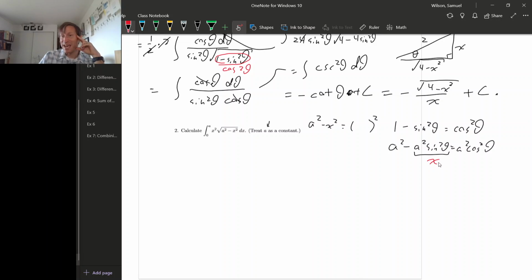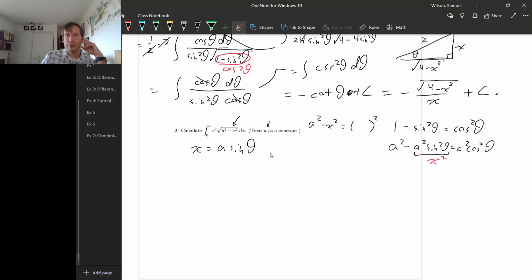So x should be x squared in this position. So x should be the square root of a squared sine squared. It should be a times sine. So we're going to let x be a times sine theta, right? So the general rule here is if you see a difference of squares like this, with constant squared minus variable squared, a trig substitution might help.